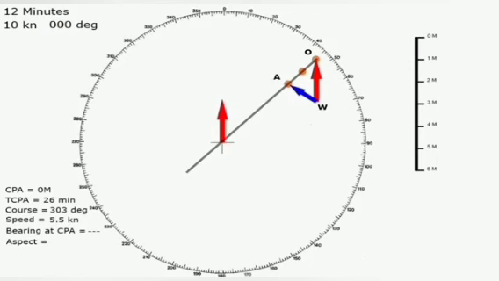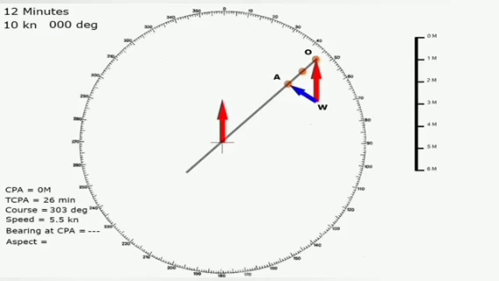If the closest point of approach was, say, a mile, then we'd want the bearing to where the vessel would be when they were 1 mile off us. We will cover that when we look at a more advanced plot. And the final thing we want is the aspect.